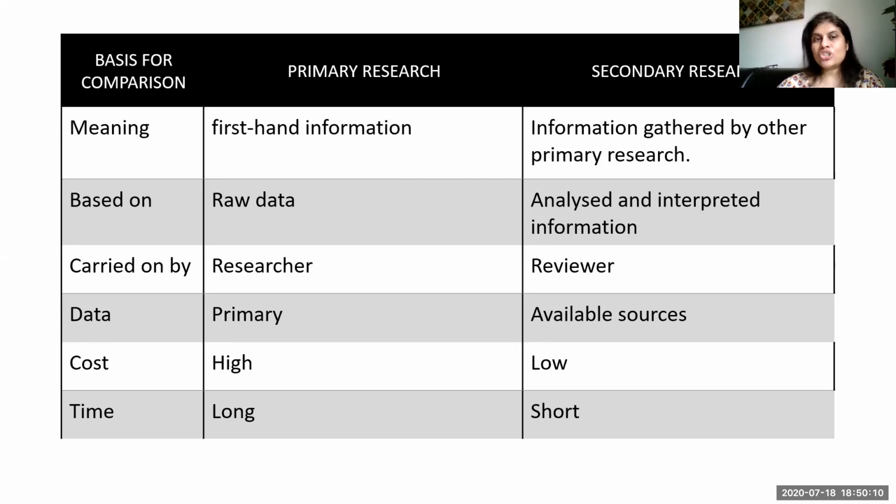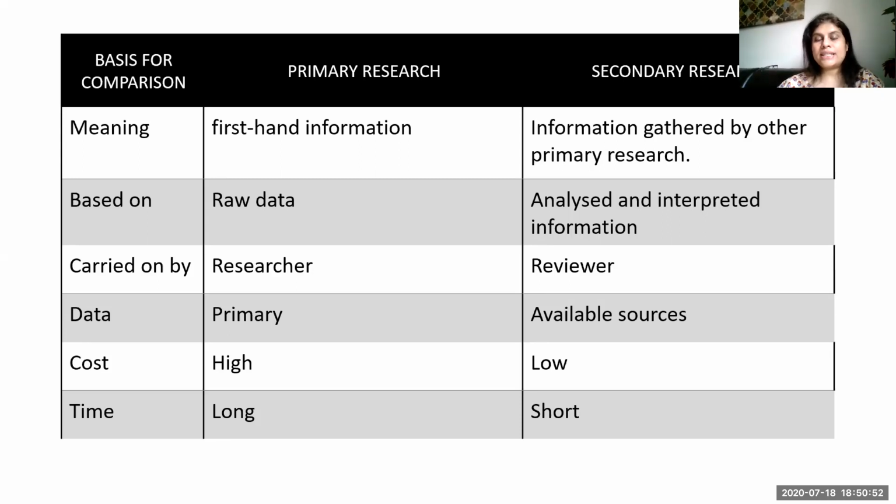So primary research means the first-hand information is collected, as I've said earlier, with secondary research where the information is gathered by somebody else, by other primary researchers, and the reviewer has tried to analyze all that information and present new insight into it. Primary research is based on raw data, and secondary research is based on the data collected earlier on, but it's analyzed and interpreted information which was already available. Primary research is conducted by researchers themselves, and secondary research is by reviewers who themselves have not collected the raw data, but have looked at the data available from others and compiled it together.